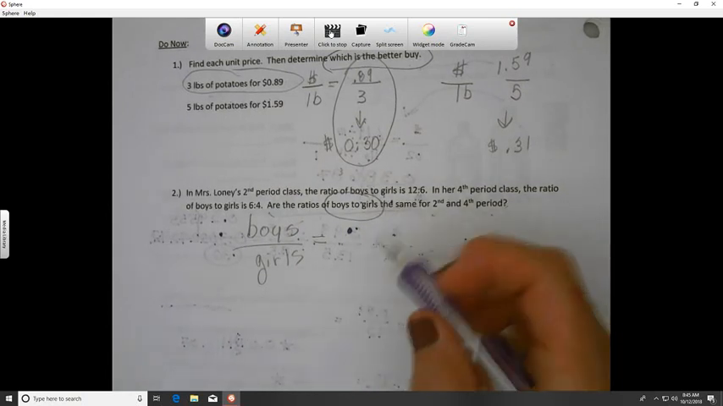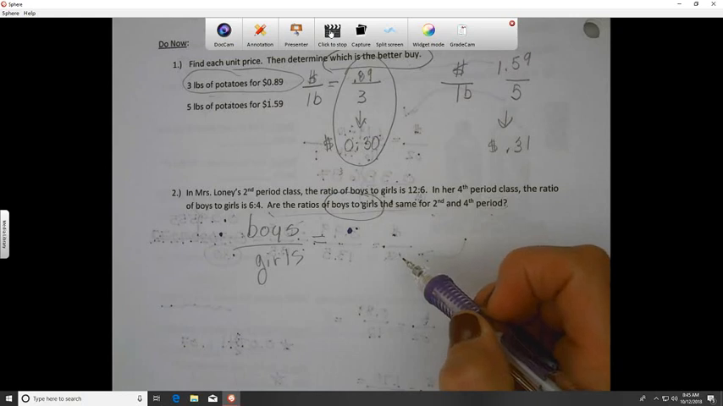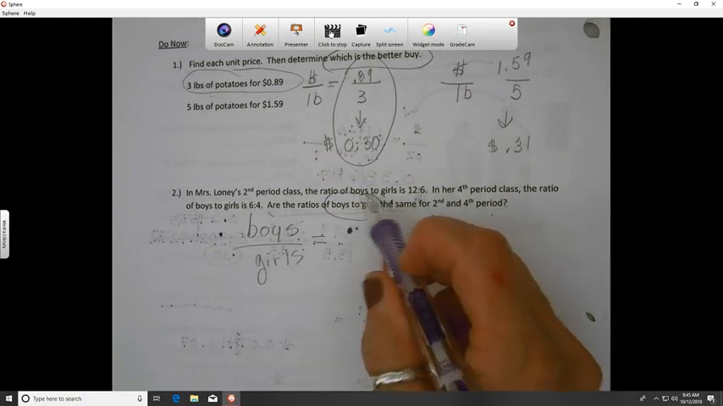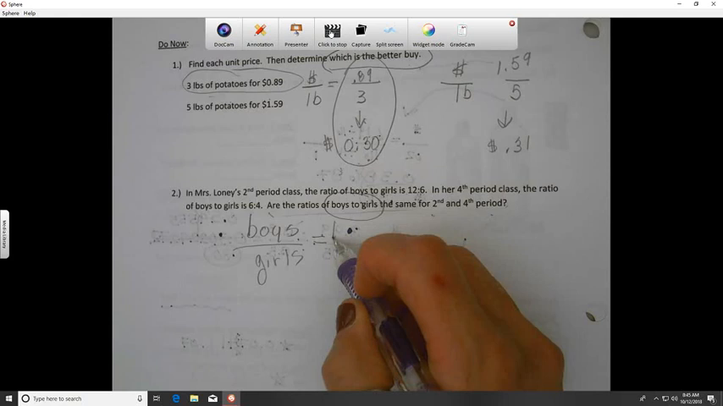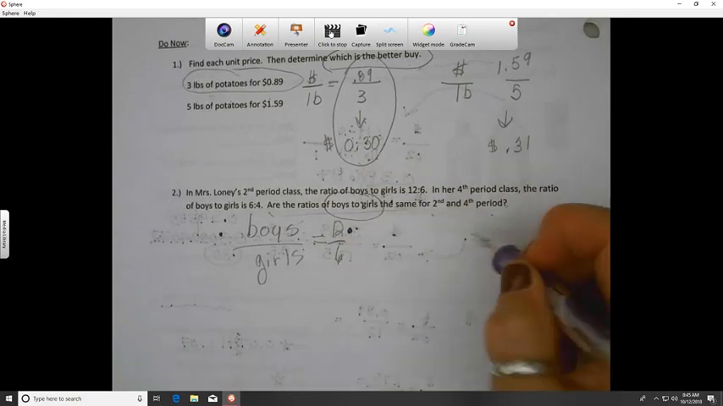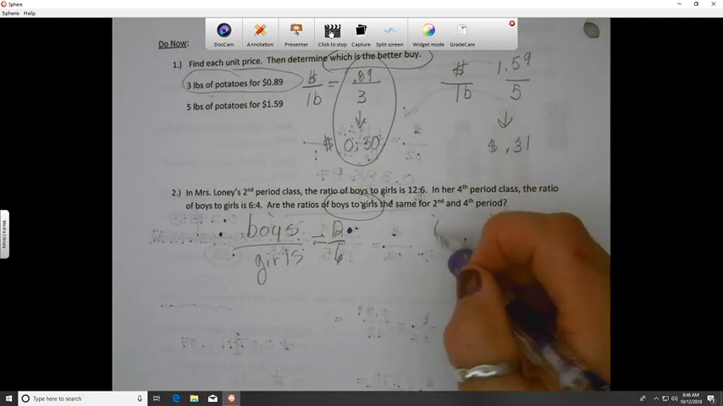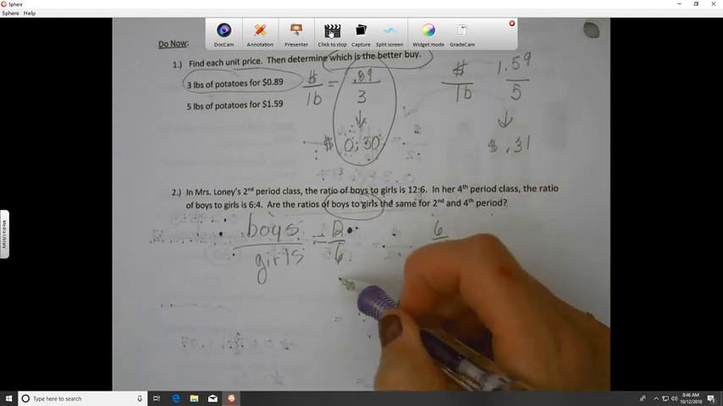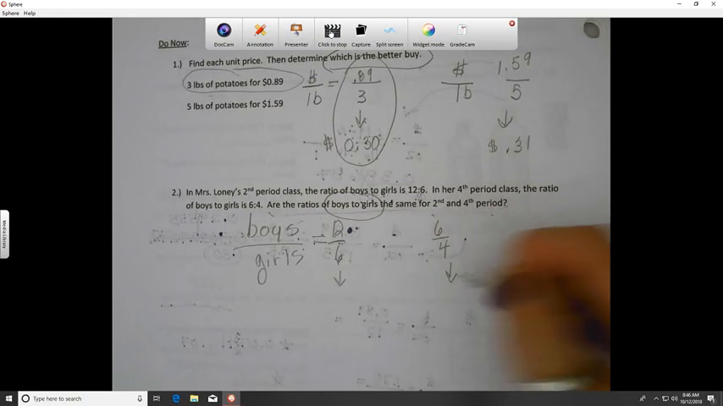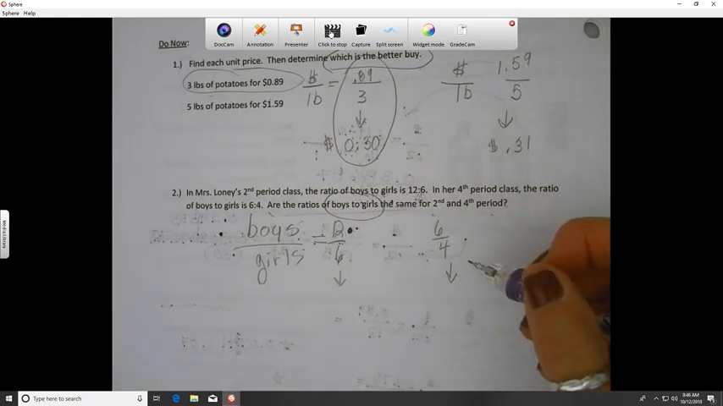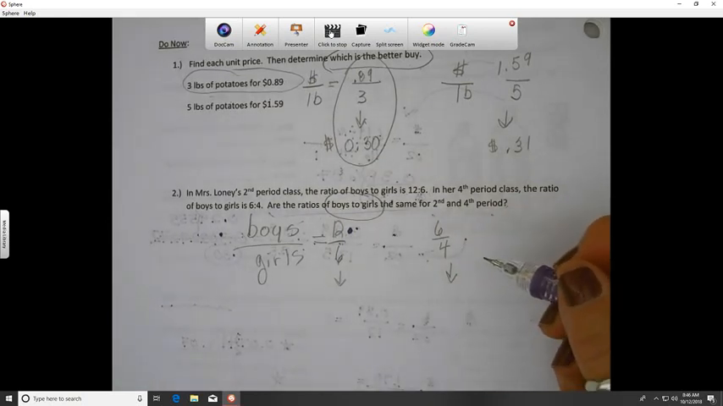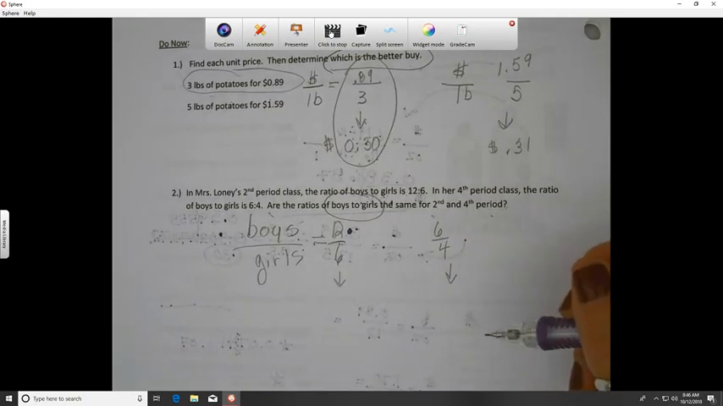Samora? Yep, because we're talking about boys to girls, 12 to 6. Easy enough. And another ratio. Anna? 6 to 4. 6 to 4. Simplify them both. And what do you get? Like I said, I'm not so concerned with the writing, I'm concerned that you are thinking and trying.